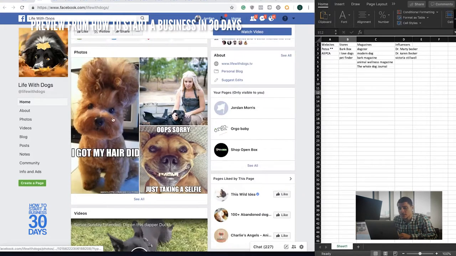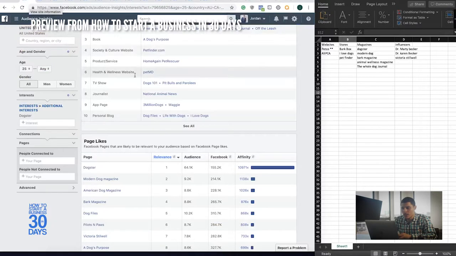Oh, look at the doggy. Looks like my old mini poodle. So that was Life with Dogs. That was actually a good one.